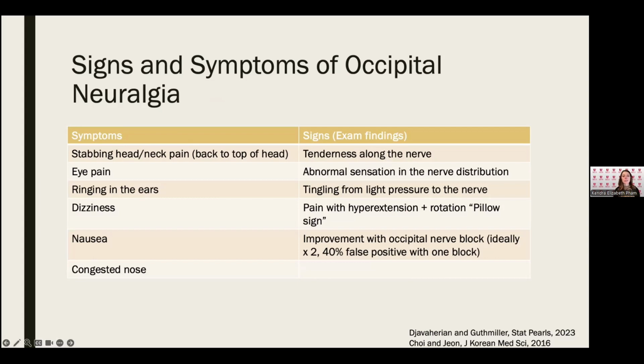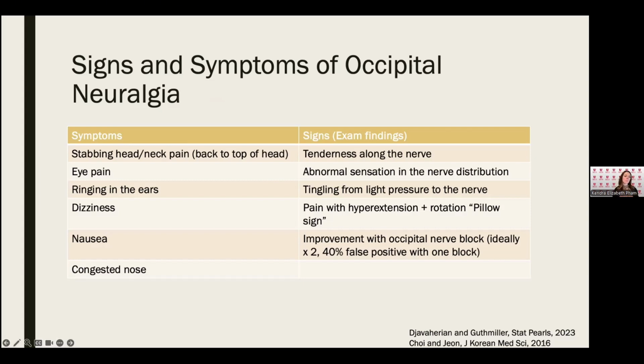And then signs, so your exam or test findings, there should be tenderness along that nerve, and then kind of an abnormal sensation, so that dysesthesia in the distribution of the nerve. There could be tingling from light pressure to the nerve, pain with hyperextension and rotation. So this was kind of coined the pillow sign. So if somebody lays their head back on a pillow and they've extended it back, and then they rotate their head, that could create pain.